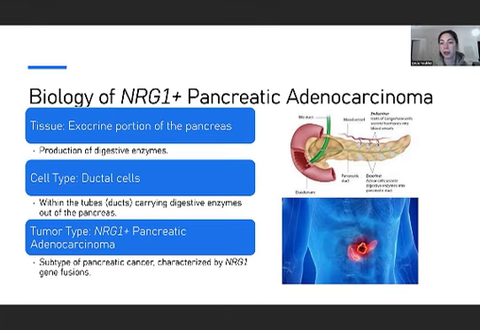Something important to note about the pancreas before we get into that is that we have an endocrine section that is secreting hormones into blood vessels, and we have an exocrine section that is secreting digestive enzymes into our pancreatic ducts. These ducts and ductal cells are where this cancer is mainly going to attach itself and grow before it is metastasized. These ductal cells are located within the tubes of these ducts, carrying out all those digestive enzymes from the pancreas.